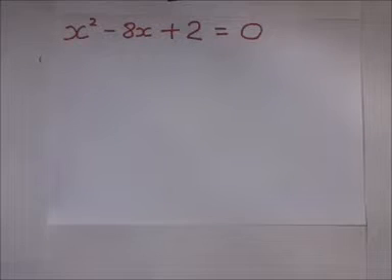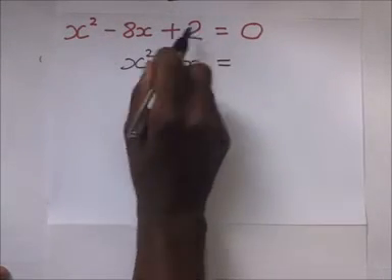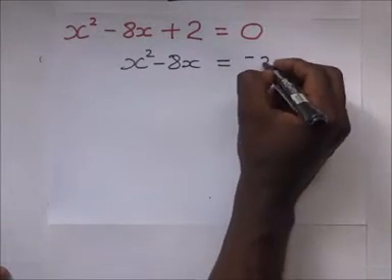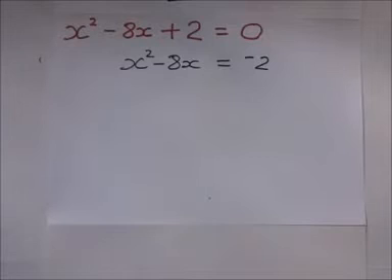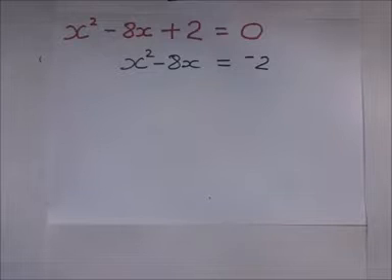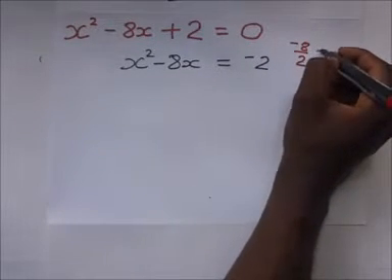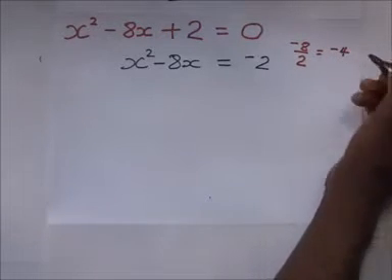So we are going to solve this quadratic equation by completing squares. When we are completing squares, our first step will be x squared minus 8x is going to be equal to, this 2 has to cross to come this side, so it becomes negative 2 on that side. So we'll begin again. We look at the coefficient of x. Now this coefficient of x, we are going to first divide it by 2. When we divide it by 2, the answer we get is negative 4.